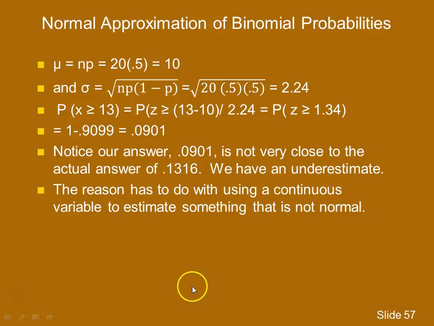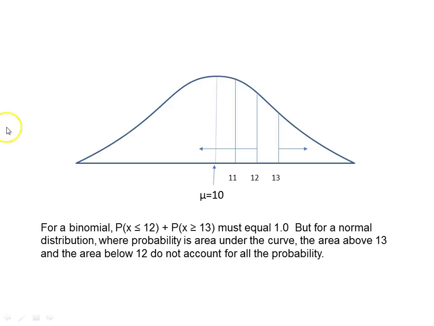First, I'm going to explain to you a little bit about why we have an underestimate. Although you really don't need to worry about the theoretical part, I'm going to do some explanation anyway. And then we'll show you what we can do to make it a much better estimate. The reason we're getting an underestimate is we're using a continuous curve, the normal, where probability is area under the curve, to estimate a binomial where probability occurs at individual points.